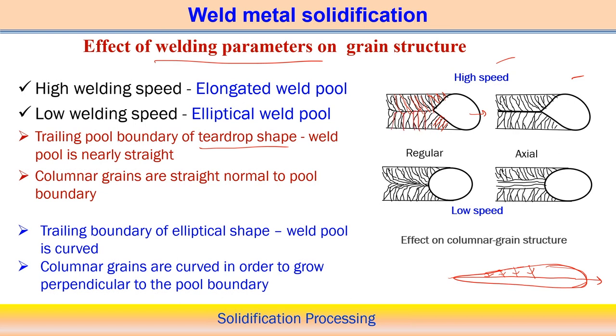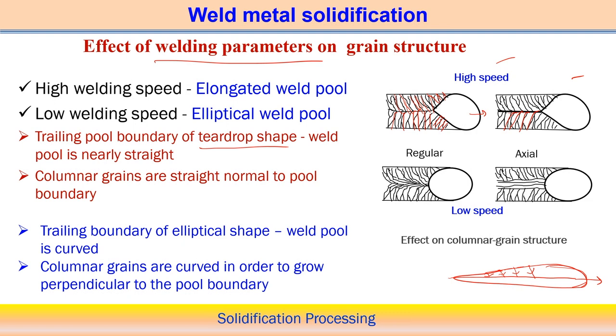Now with a little lower welding speed, which we still put in the category of high speed but relatively low, it will produce growth not exactly straight but close to the center line, with some curvature. It entirely depends on two factors: the easy growth direction, and the steepest temperature gradient during this process.